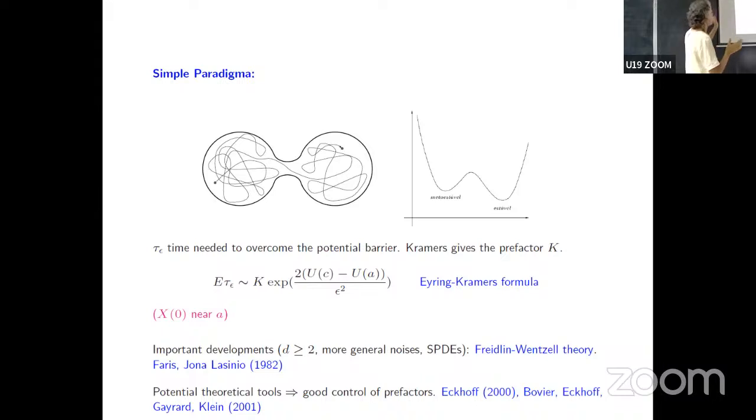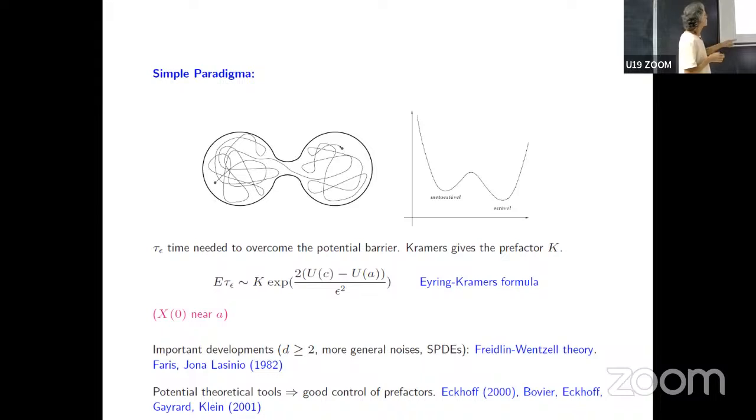There were many developments in this, because this already goes into the frame of small random perturbations of a deterministic dynamical system, connected to Freidlin and Wentzell theory. And there are important works in infinite dimension with SPDEs. I just quote one of the first here, which is the paper by Faris and Jona-Lasinio.